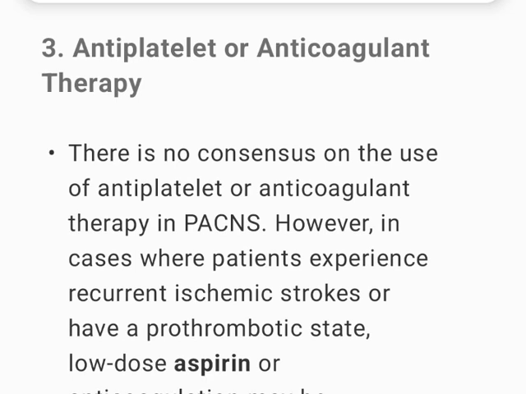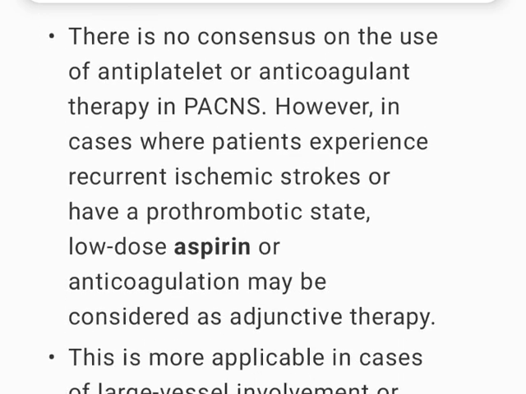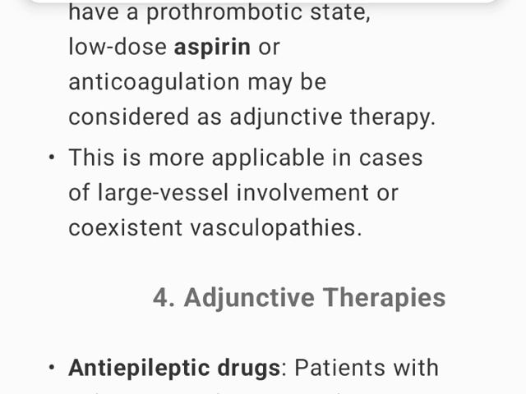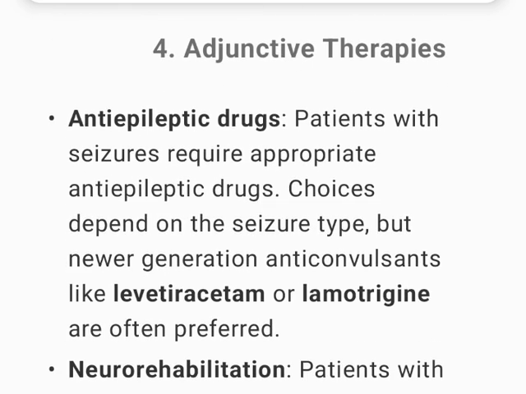3. Antiplatelet or anticoagulant therapy. There is no consensus on the use of antiplatelet or anticoagulant therapy in PACNS. However, in cases where patients experience recurrent ischemic strokes or have a prothrombotic state, low-dose aspirin or anticoagulation may be considered as adjunctive therapy. This is more applicable in cases of large vessel involvement or coexistent vasculopathies.